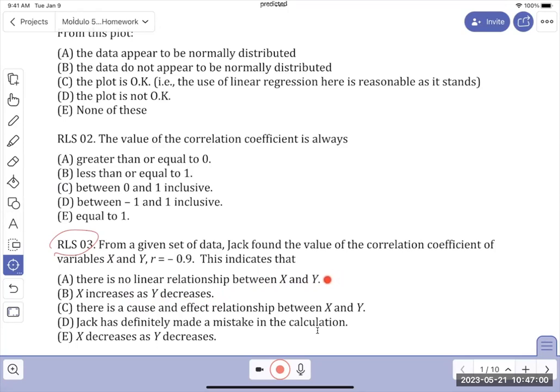There is no linear relationship between X and Y. No, you need 0 for that, but you also need a graph for that. Let's look at C. There is a cause and effect relationship between X and Y. No, you can't say that. Even though it's close to 1, you can't talk about cause. You need theory and you need an experiment for that. Jack has definitely made a mistake in the calculation. No, you got a number that's between -1 and 1, so that's okay. X decreases, Y decreases, no. So the answer is B.